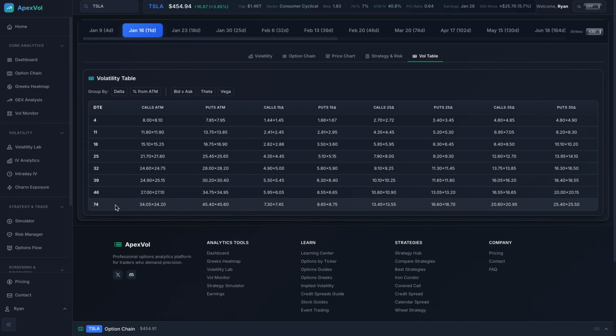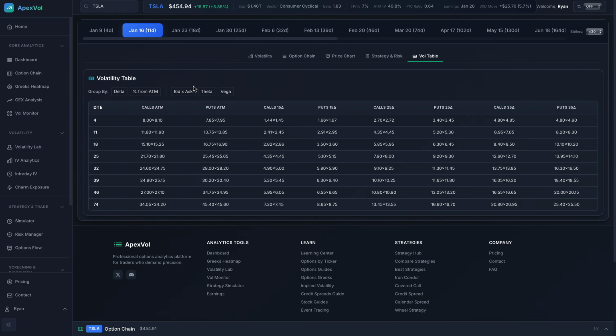As we go further out in time, we can see those prices increase at the money, but we can also see side by side here where the 15 deltas are. So 15 delta calls are at 144 and the puts at 166. So the strangle there will be trading for $3.10 ish, give or take. And then we have the 25 delta calls and puts here and the 35 delta calls and puts.